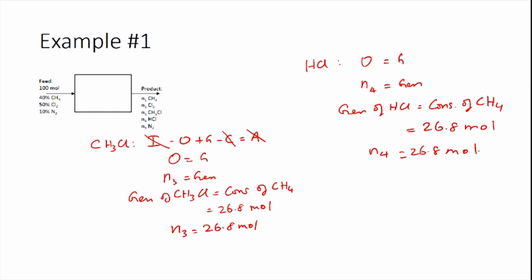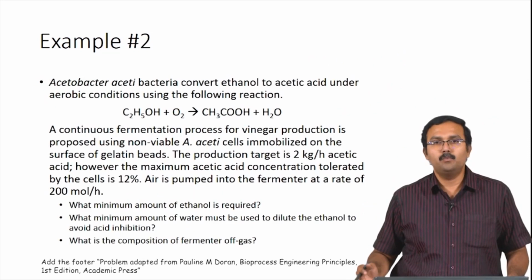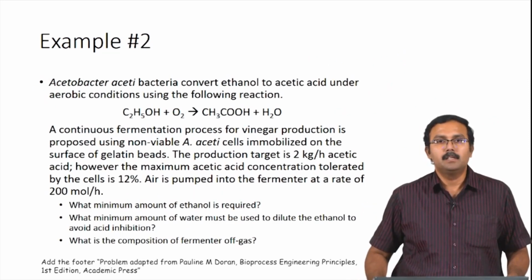So, the final term which we need to calculate is the number of moles of nitrogen entering and leaving the reactor. Nitrogen does not take part in the reaction, so there should not be any generation or consumption terms, and as we do not have accumulation under steady state, the nitrogen balance becomes very simple, which is input equals output, thereby giving the output N5 as the same as input, which is 10 moles. So, with this we have calculated the number of moles of each of the components which are leaving the system. Let us now move on to another example problem.